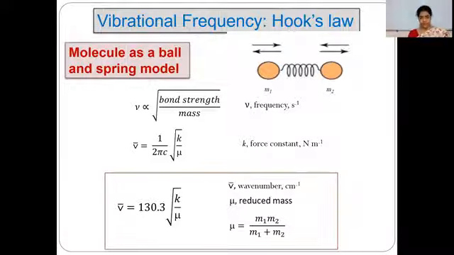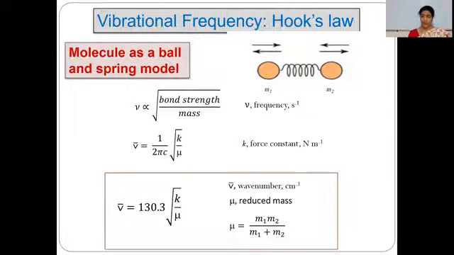One thing I want to tell is that we are writing wave number, nu bar, but it is usually called vibrational frequency. Actually, it is a universally accepted myth in the literature also. The wave number unit used in IR is known as vibrational frequency, and Hooke's law gives the relation of wave number with different parameters.